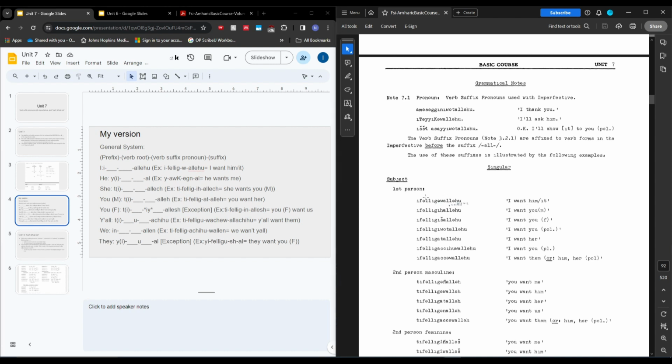And the pronunciations can be a little bit difficult to get without having someone say them, like a native Amharic speaker, but I'll try to do my best with other examples. So let's say you wanted to say he wants me. Mawek is to know. If you get the root of the word, it'd be awek.